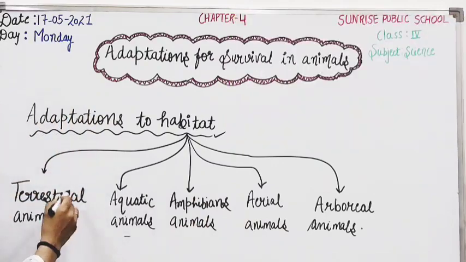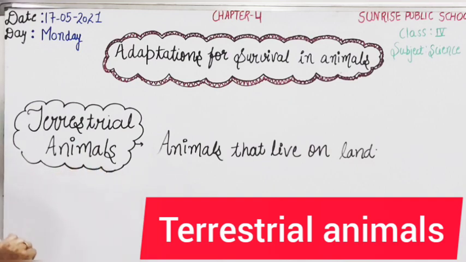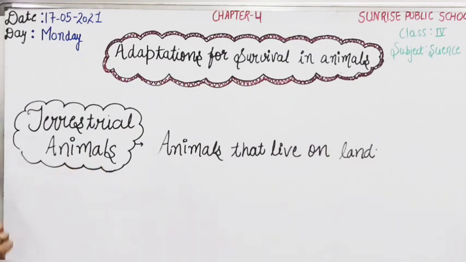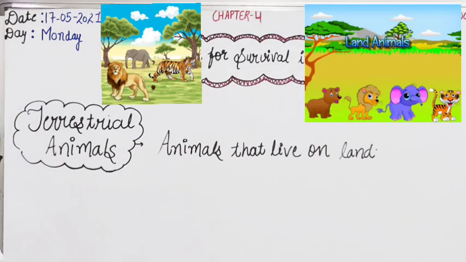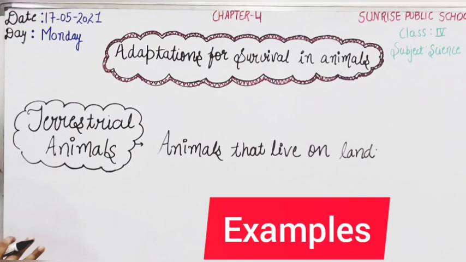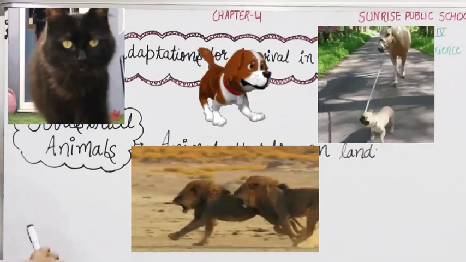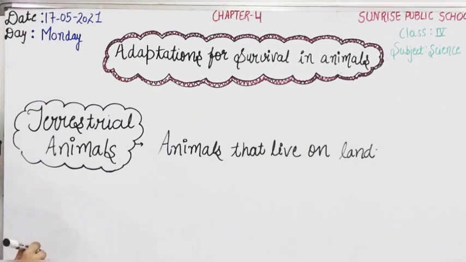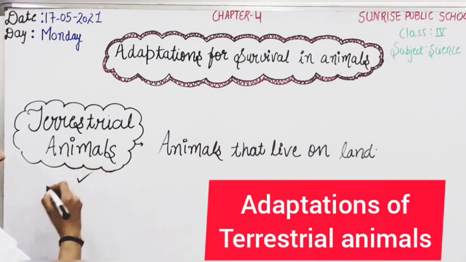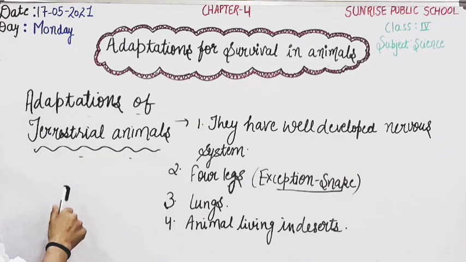Now let's discuss terrestrial animals in detail. Terrestrial animals are those animals which live on land. Some examples of terrestrial animals are cat, dog, horses and lions. Let's discuss the adaptations of terrestrial animals.